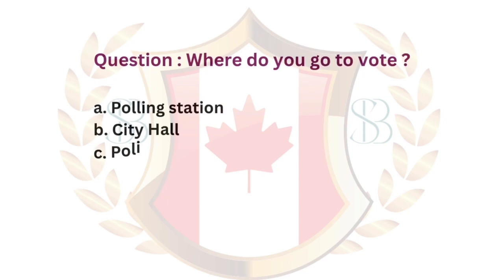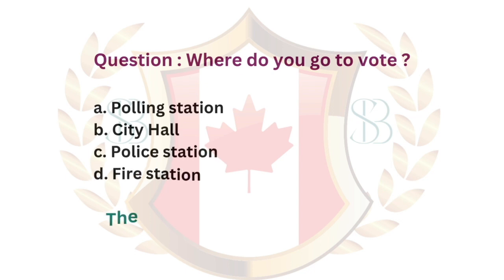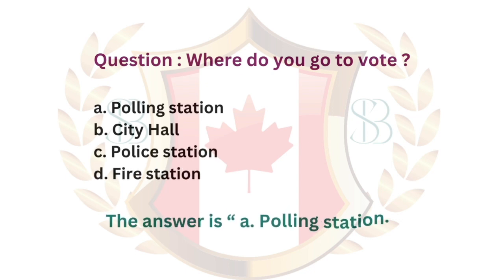Question. Where do you go to vote? A. Polling station. B. City Hall. C. Police station. D. Fire station. The answer is A. Polling station.